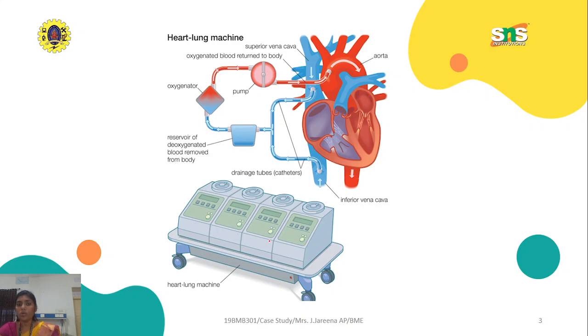This machine has oxygenators to oxygenate the impure blood, that is, to convert the deoxygenated blood into oxygenated blood, and it has different types of pumps. After oxygenation, the blood is pumped back into the aorta, and from the aorta it is distributed through the body. Because of this machine, the doctors have very easy access to do even complex surgery in a proper manner.